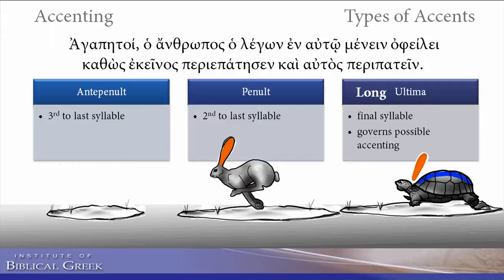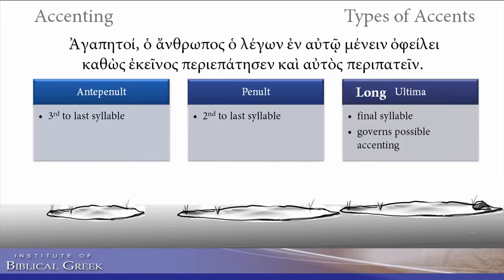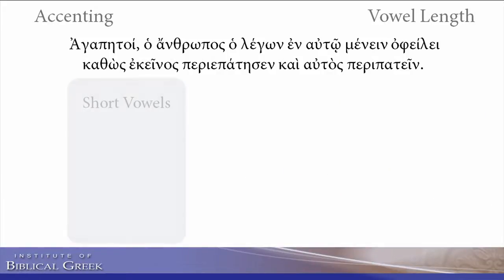Now, in order to determine whether the ultima is long or short, it depends on the length of the vowel. So if there's a long vowel, it's going to be a long ultima. If it's a short vowel, it's going to be a short ultima. So let's take a look at vowel length.